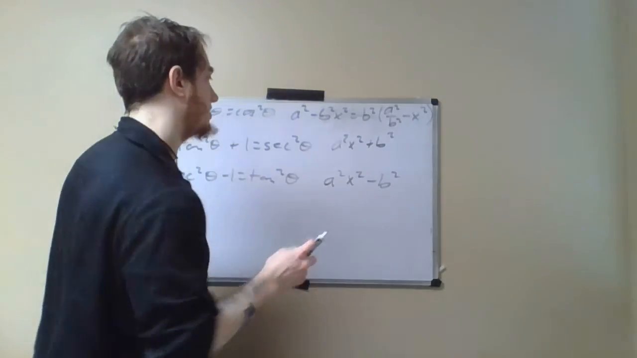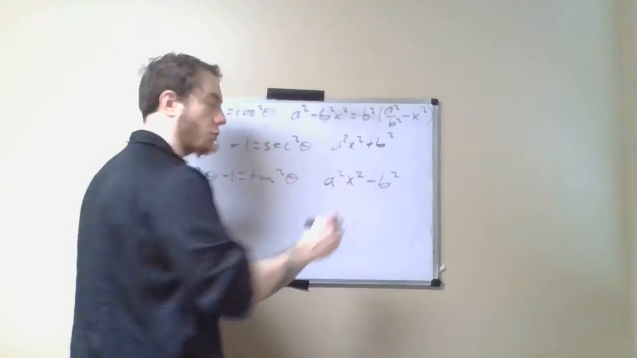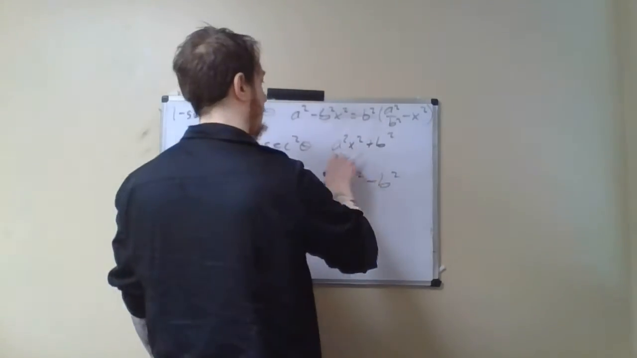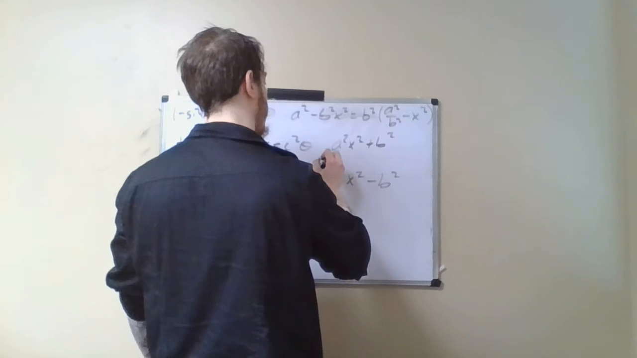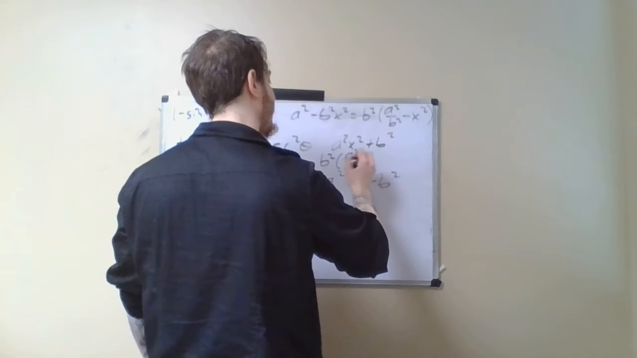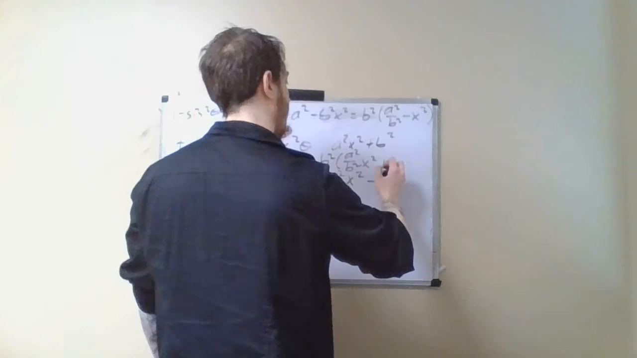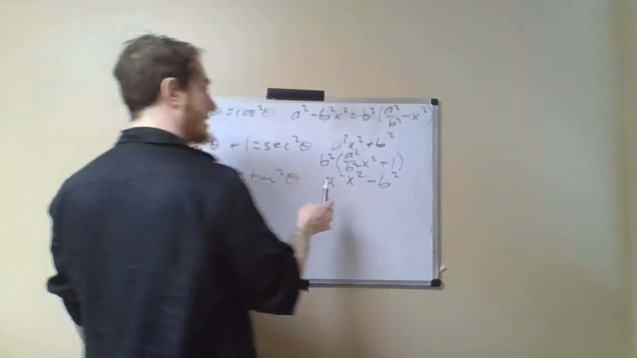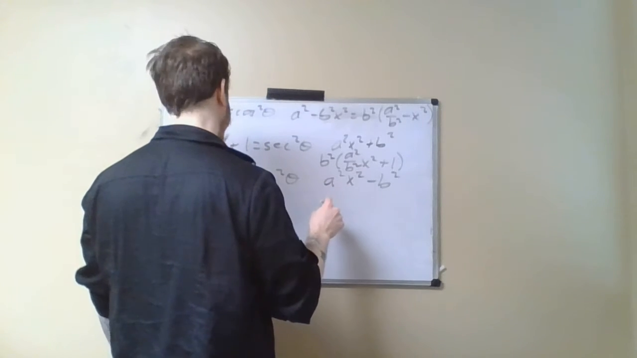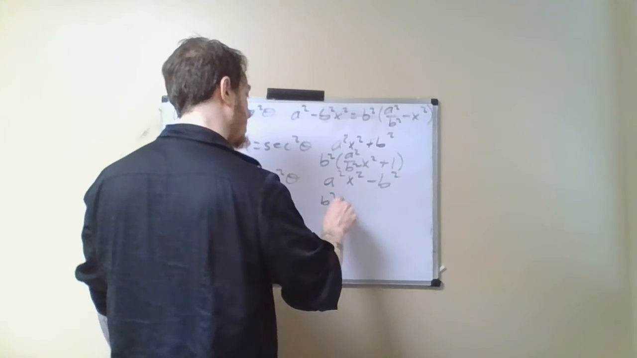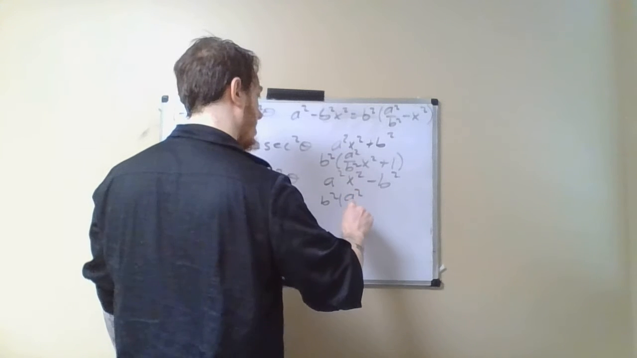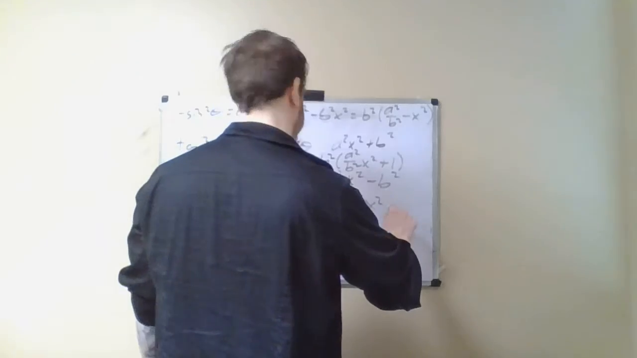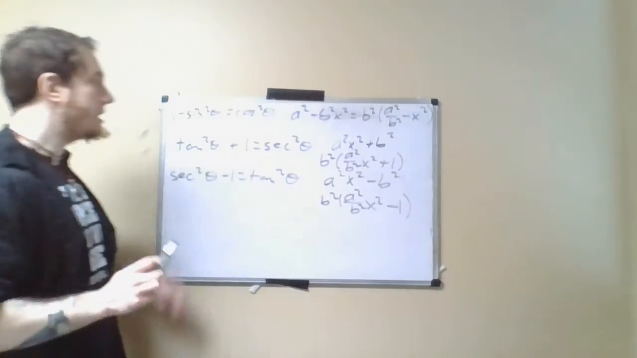And then for this next one, let's just write it underneath because I don't really have horizontal space here. Again, factor out a b squared. So this becomes b squared times a squared over b squared x squared plus 1. And then for this last one, we can rewrite this as b squared times a squared over b squared x squared minus 1. And there we go.